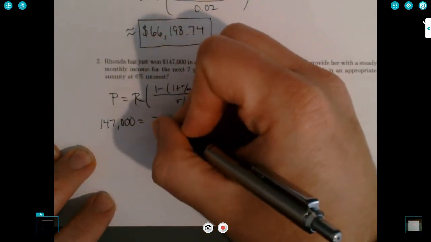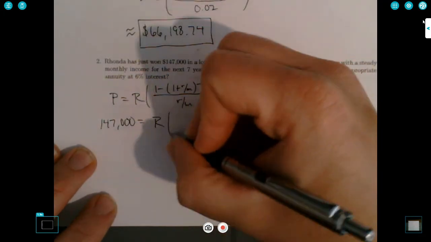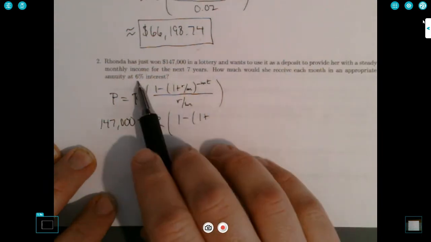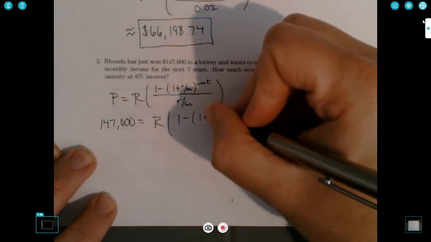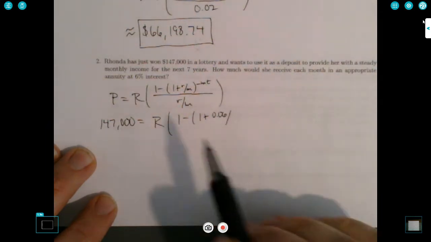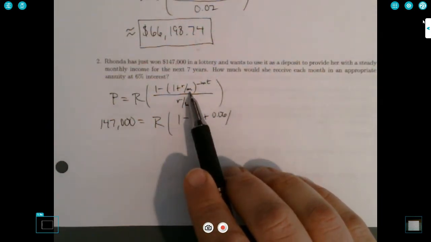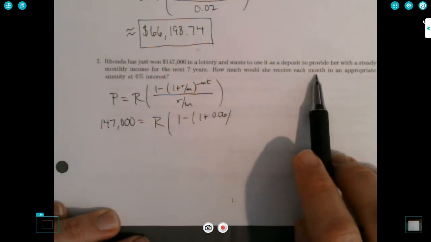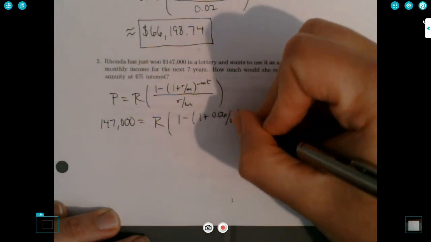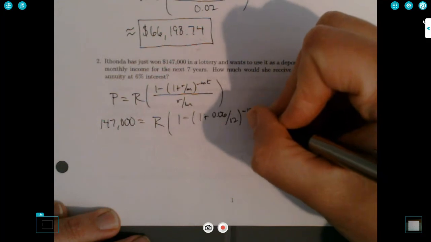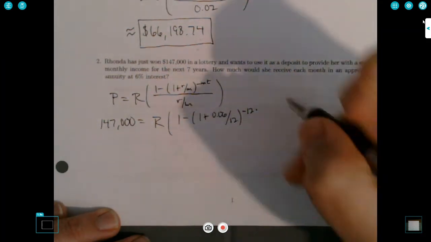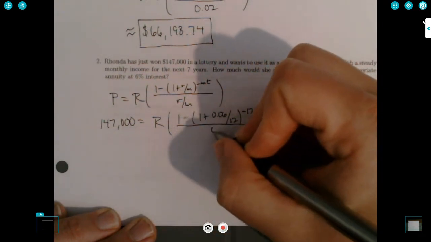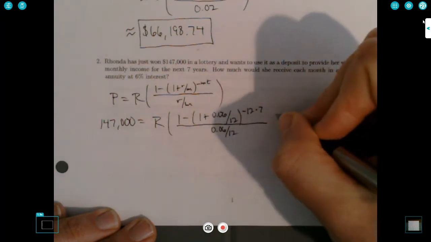We don't know the rent payment. That's what we're trying to figure out. Do we know the interest rate R? Well, yeah, it's a 6% interest rate, so we'll say 0.06. Do we know the number of times that it's going to be compounded? Well, yeah, she wants a monthly income, right? And so she's going to receive it each month. So M is 12. To the negative 12 times how many years? It says 7 years. So for 7 years she wants this to happen. And then we're going to divide by R over M.